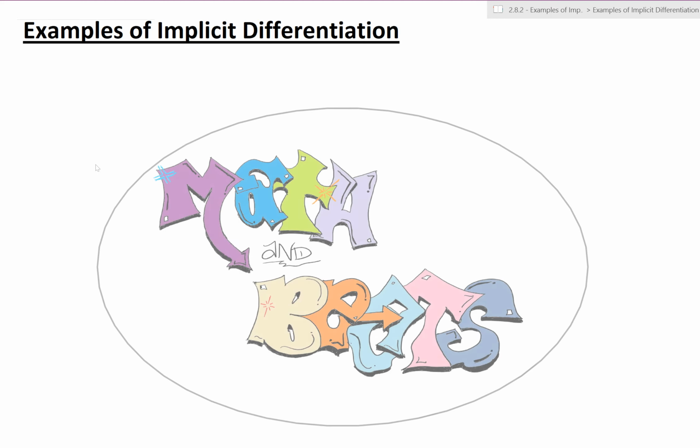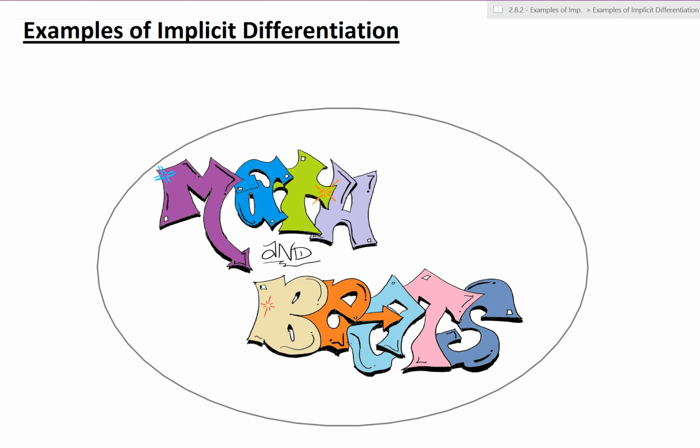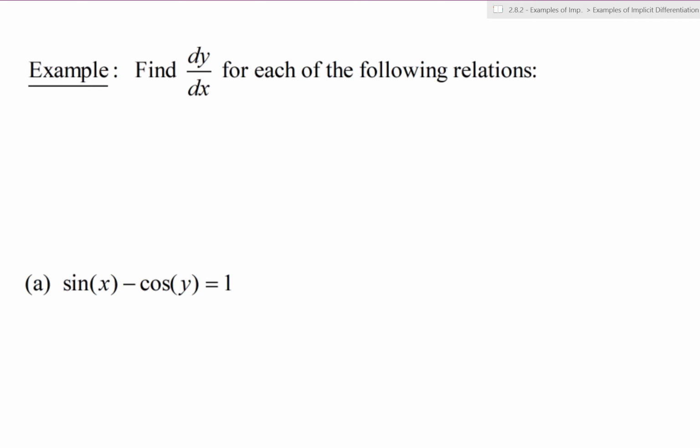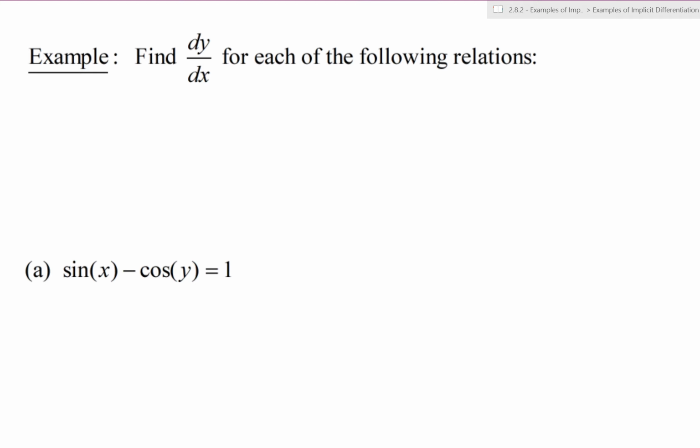In this video, we're going to look at a couple more examples of how to apply the process of implicit differentiation. So let's go. We're going to look at two examples in which we're asked to find dy/dx, the slope of some curve at some point (x, y), for each of the following relations. The first relation is sine of x minus cosine of y is equal to 1.